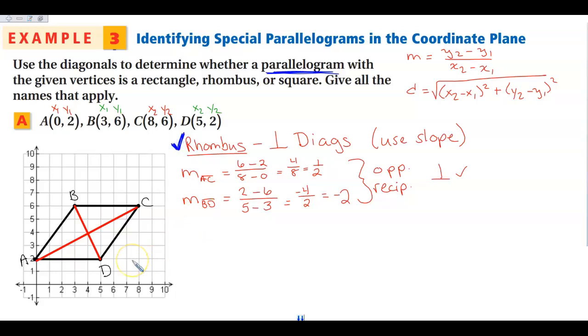Okay, now, I fully understand that we can look at this picture and this graph and know pretty instantaneously that it is not a rectangle. Okay, I get that. I understand that. I am with you. However, we are going to go ahead and show that it is not a rectangle, because you might get one that is. So our rectangle property with diagonals is that our diagonals are congruent. So we're going to use distance.